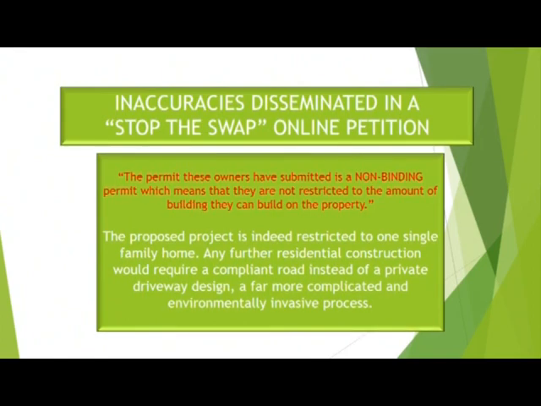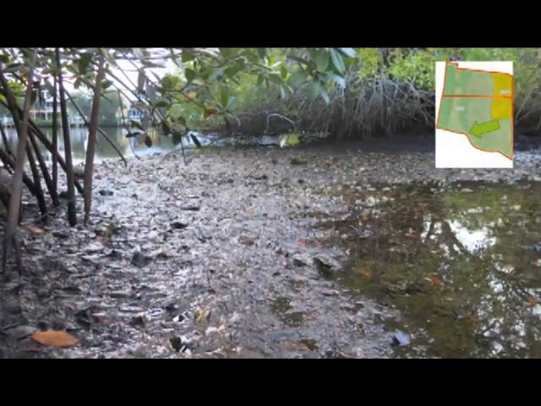And that kind of bleeds into the last point, which is the suggestion in the petition that the permit that my clients have submitted is non-binding, which means they are not restricted to the amount of building they can build on the property. Yet, again, we beg to differ. It is restricted to one single-family home per the zoning. Any further residential construction would require a different road, a different driveway design, different permits, a far more complicated, environmentally sensitive, invasive process. We also have a couple of slides here of the area where a culvert will be installed to make the connection for the driveway.